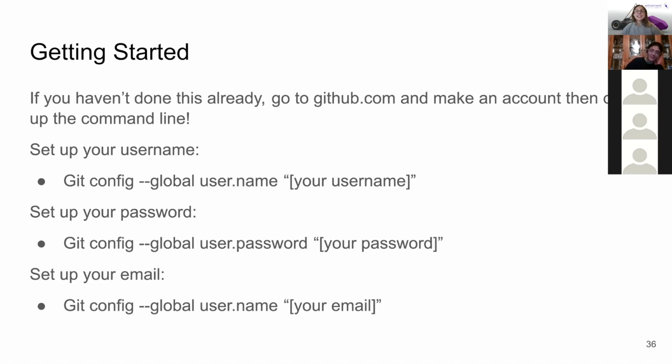Hey, hardcore Windows, okay. All right, and so then for the second step, you're going to add your password in. So again, in your command line, git config --global user.password, and then in parentheses, add in your password. And once you've done that, you're going to add your email, the one that's associated with your GitHub account. So git config --global user.email, and then in parentheses, add in your email.